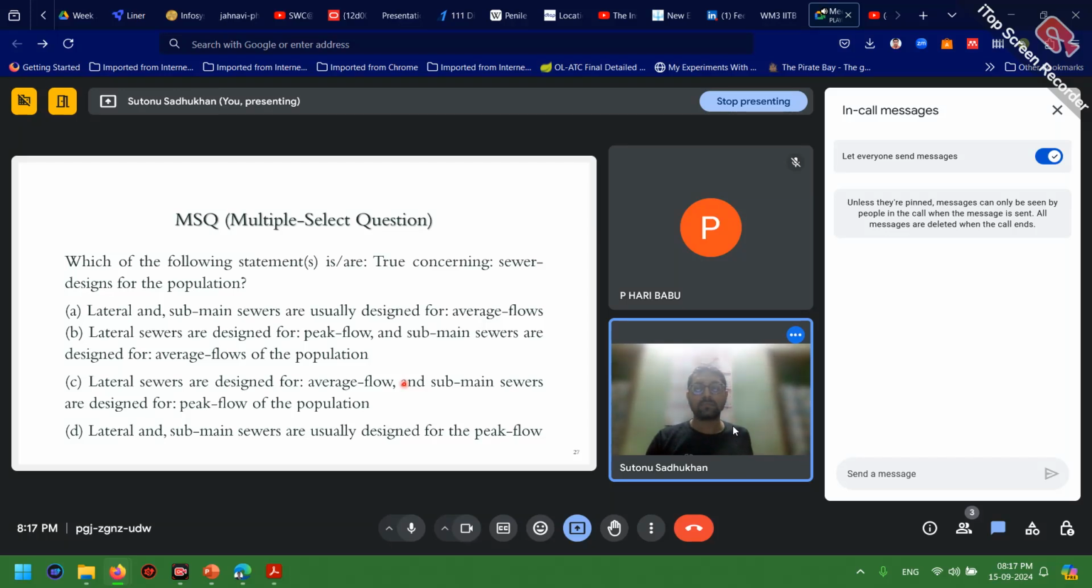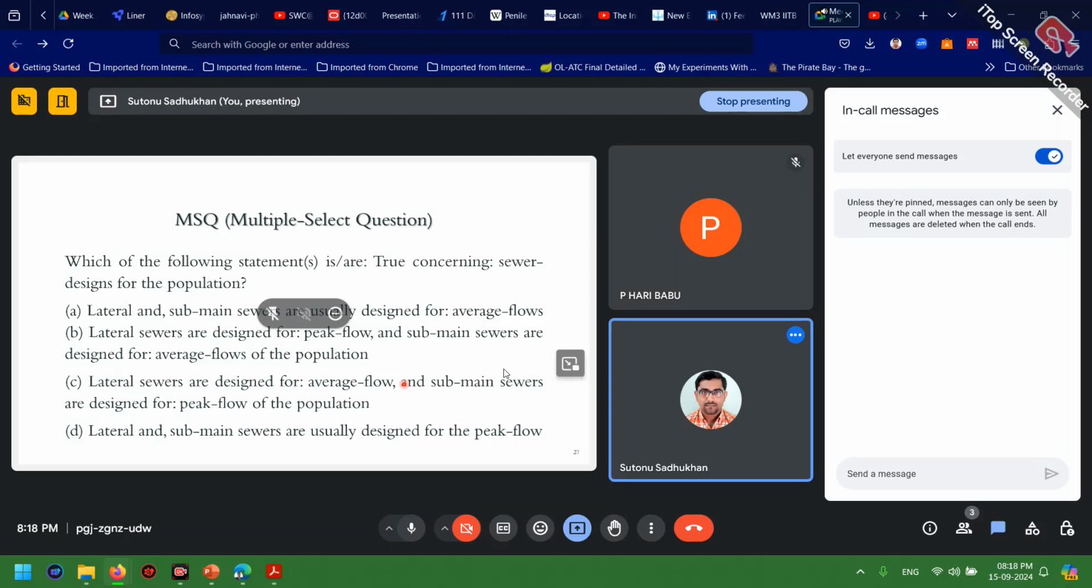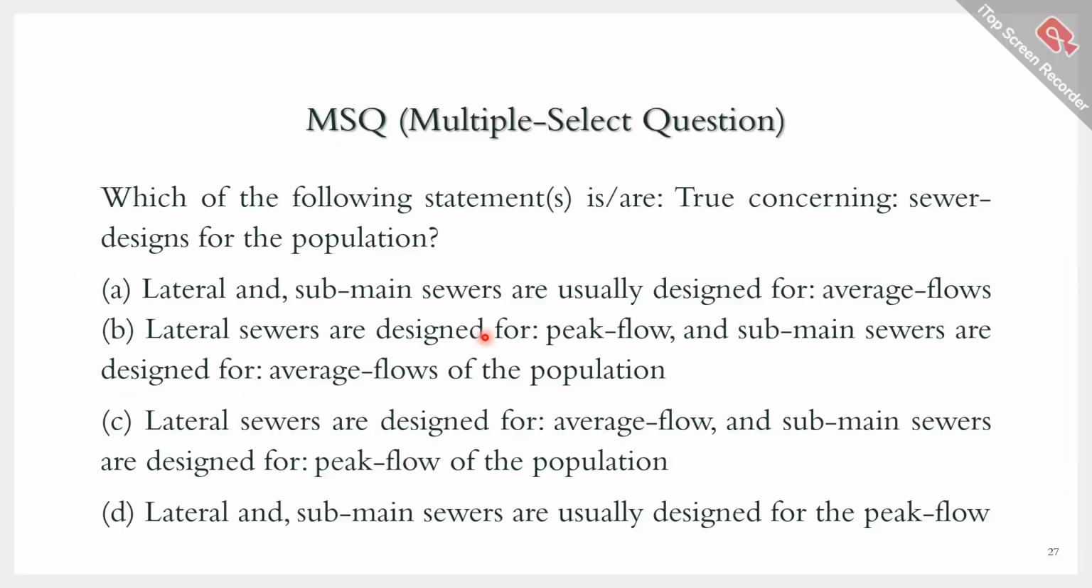Again, I'll wait for 1 minute. Okay, I'll tell the answer. So option D is the correct answer. Lateral and submain sewers are usually designed for peak flow of the population. So both lateral and submain sewers are usually designed for peak flow.